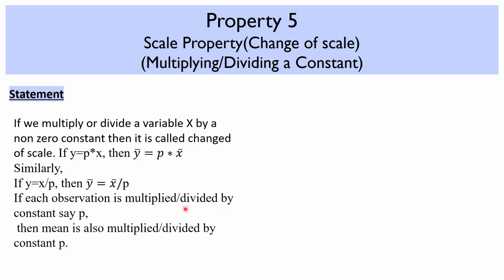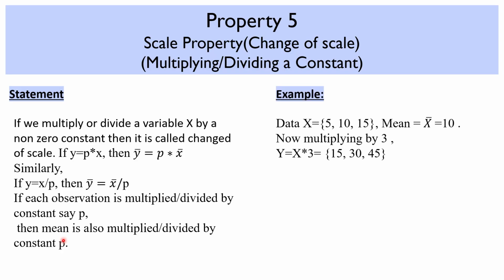If each observation is multiplied or divided by a constant, say p, then the mean is also multiplied or divided by the same constant. For example, if we take the same data set and multiply the variable by 3, we will get the new variable y with values 15, 30, 45, and its mean comes out to be 30, which is equal to 10 into 3. That is, the old variable mean into 3 is equal to the new variable mean.